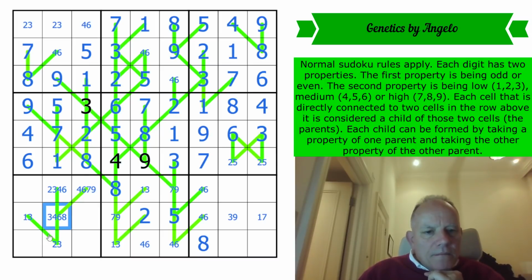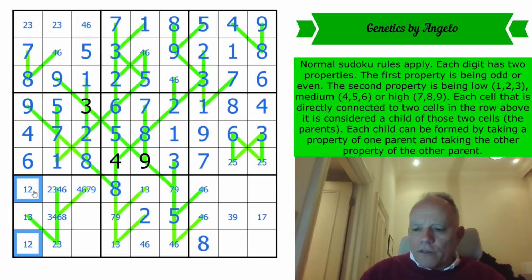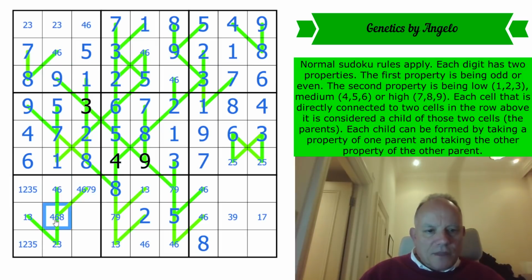Okay. But look, these are from 1, 2, 3, 5 as well in this column. So that is a quadruple in the box. And Sudoku, rather than genetics, does something there. Now I've got a 4, 6 pair in the column, so that's an 8.